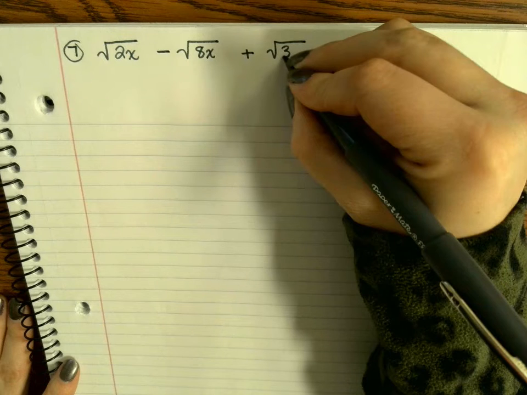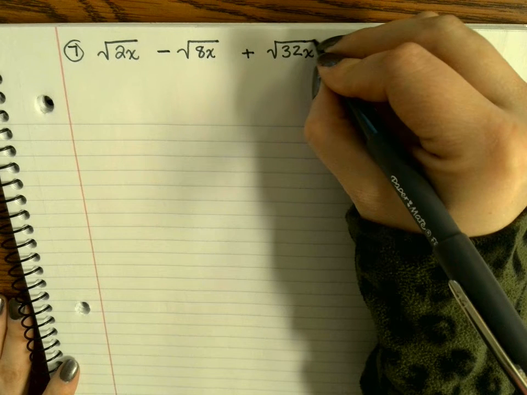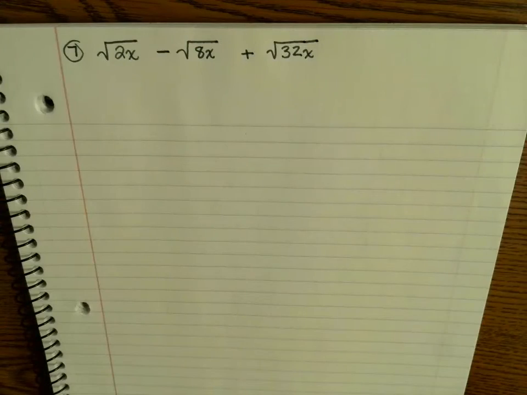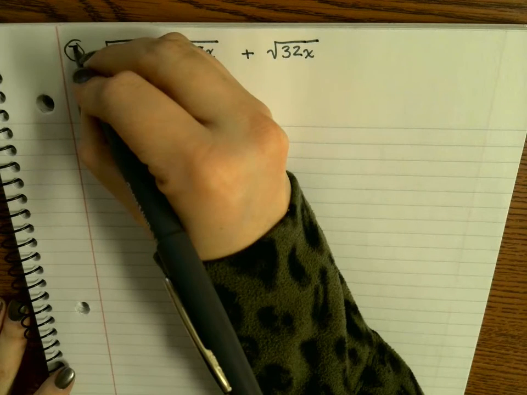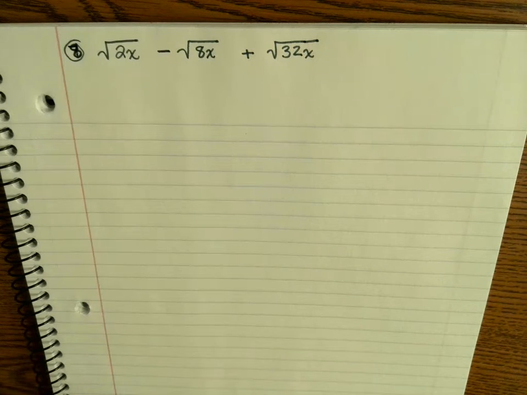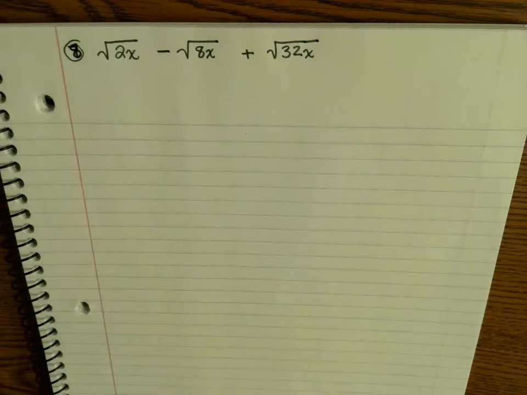Hannah, do you have a question? Oh, yes, that should be 8. Thank you. It's an odd little 8 there. All right, so here we've got the square root of 2x minus square root of 8x plus the square root of 32x.